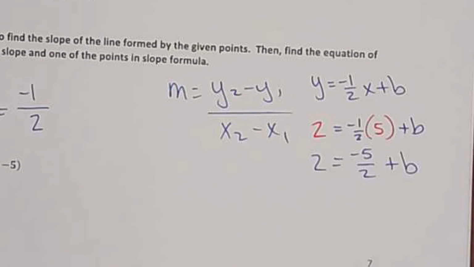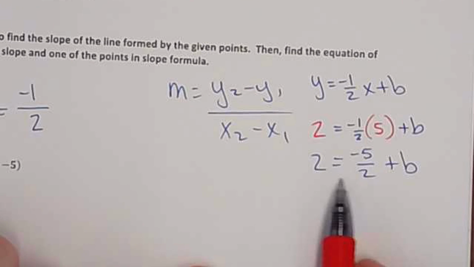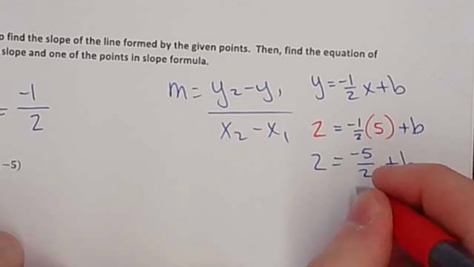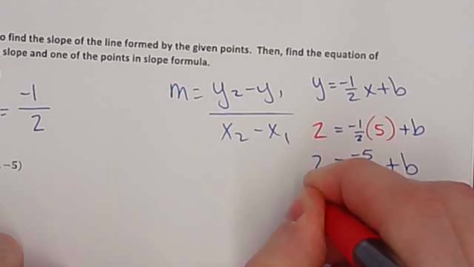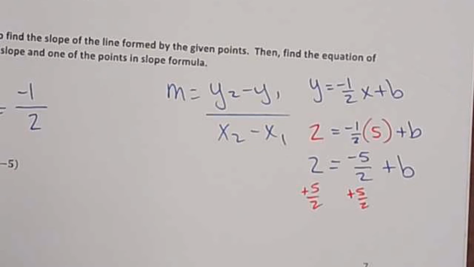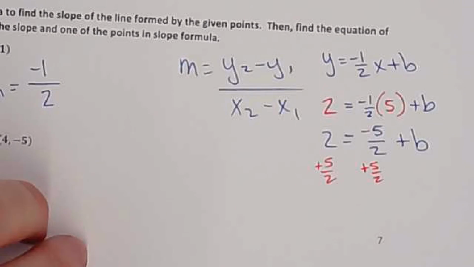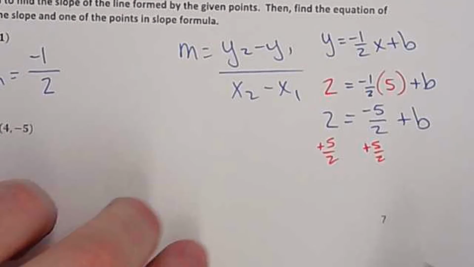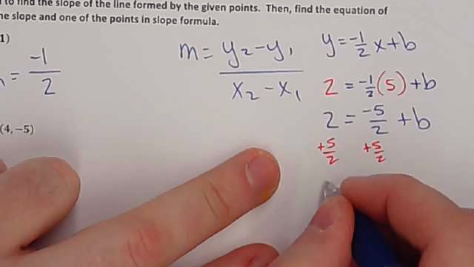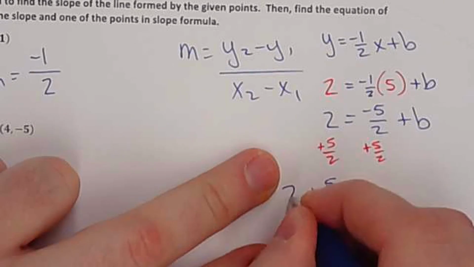All right, so now we need to get our regular numbers together to solve for b. So I'm going to add 5 halves to both sides. Ladies and gentlemen, can I just add 2 and 5 halves right off the bat? No. What do I need? Common denominators, that's what I need.